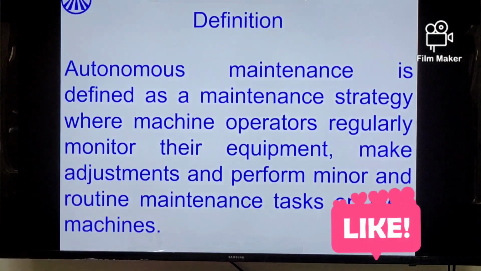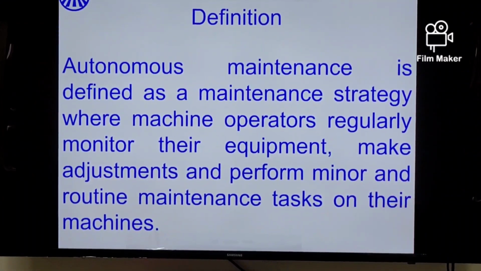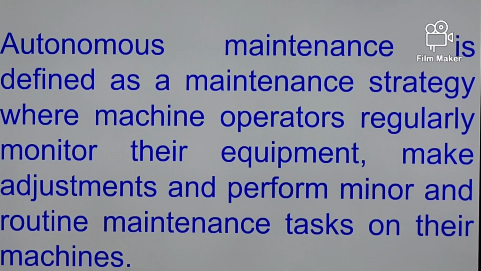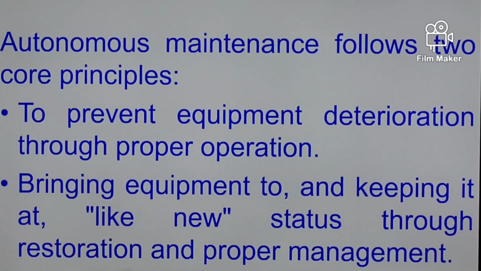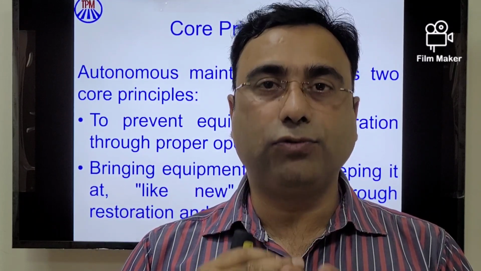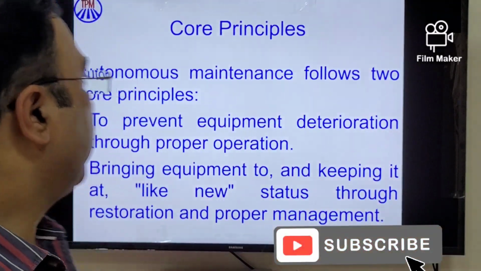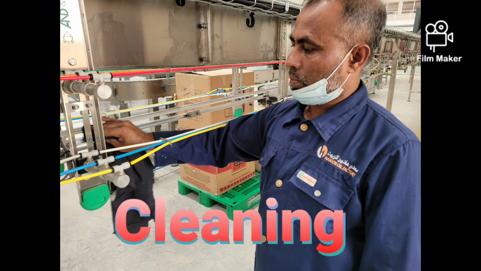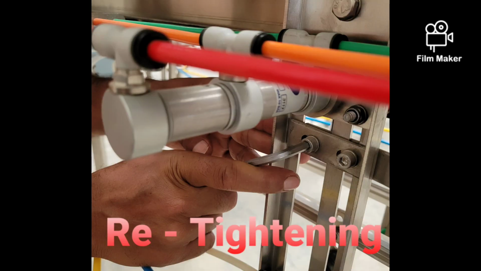Its definition is a maintenance strategy where machine operators regularly monitor their equipment, make adjustments, and perform minor and routine maintenance tasks on their machines. In autonomous maintenance, we have two core principles. The first is to prevent deterioration, and the second is to maintain new-like status. In TPM autonomous maintenance, we have four terminologies: cleaning, inspection, lubrication, and tightening.